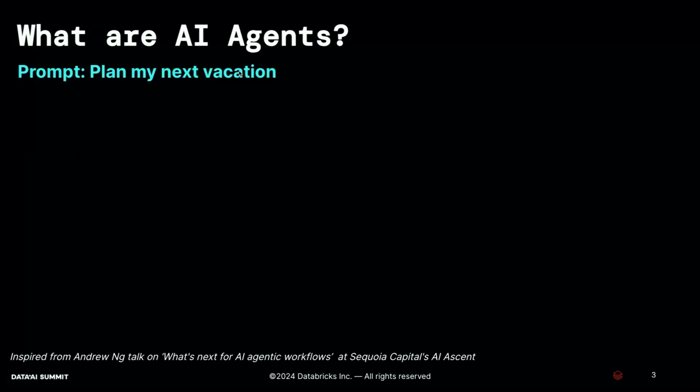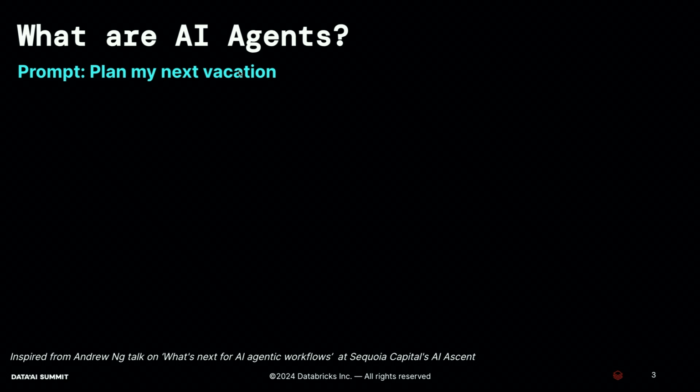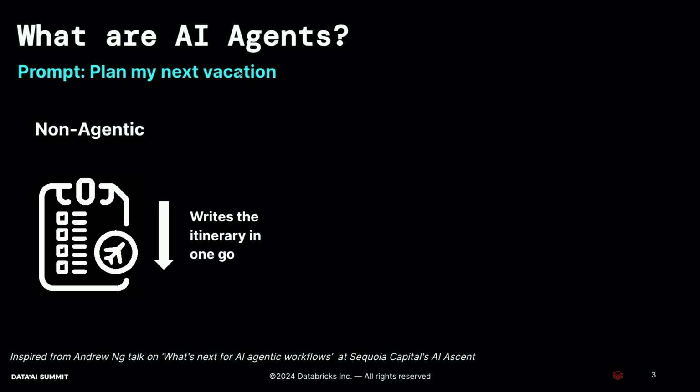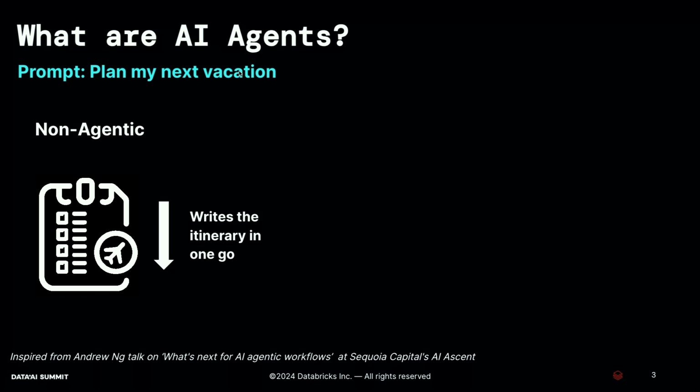Right, first things first, what are agents? So today most of us use language models in a non-agentic workflow. You send a prompt, you get a response. For example, imagine you want an LLM to plan your vacation. The model will write the itinerary from start to end in one go.